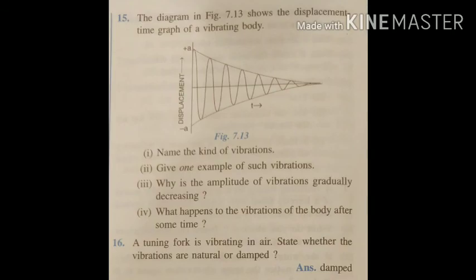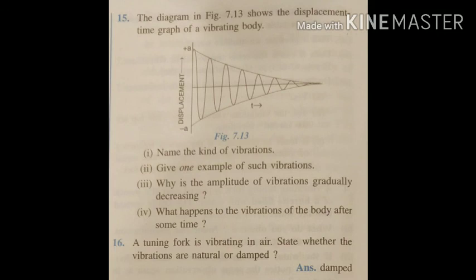Now we will do a few questions of this exercise 7b. This is question number 15, and you can see this diagram, which is a displacement time graph. In the very first question, they are asking to name the kind of vibrations. So this is a damped vibration. Second question, they are asking to give one example of such a vibration. Any example you can give. When a slim branch of a tree is pulled and then released, it makes a damped vibration because it stops. Now in the third question, they are asking why the amplitude of vibration gradually decreases.